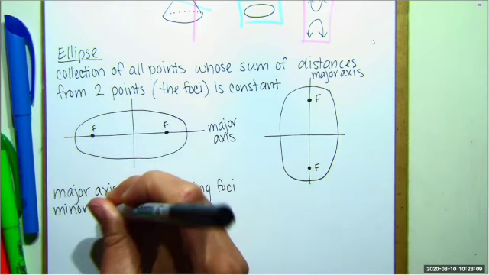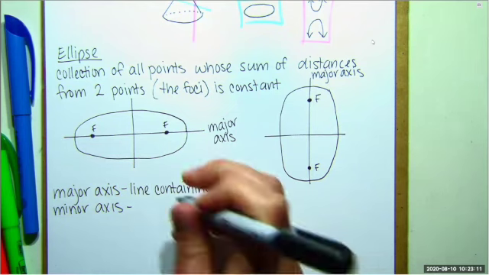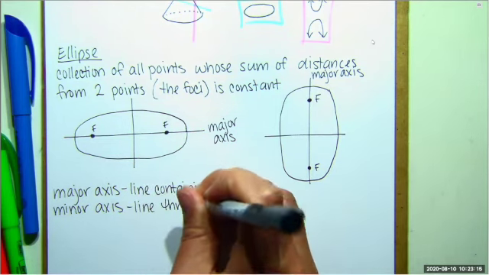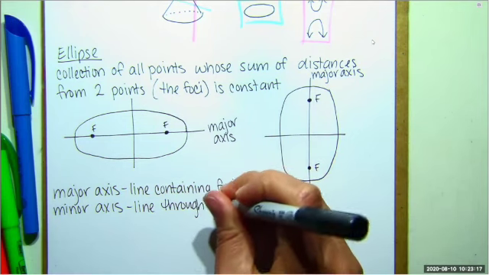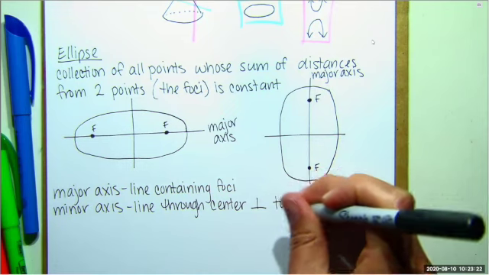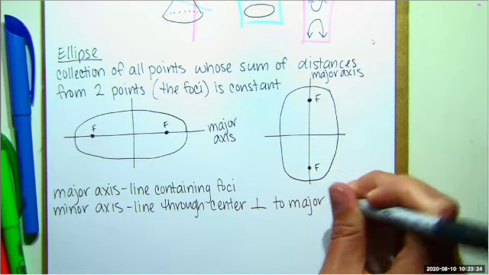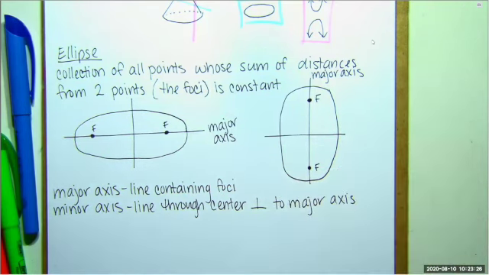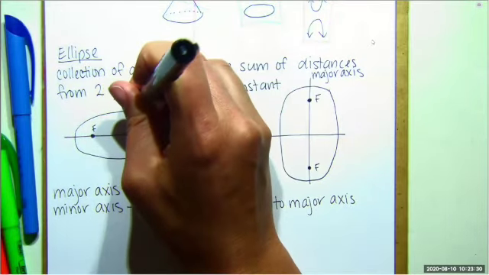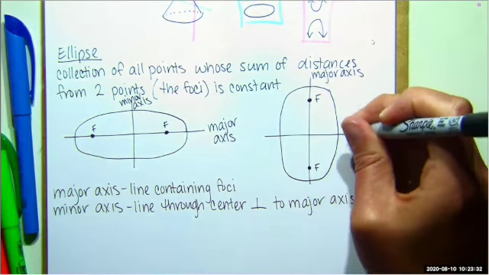The minor axis is the name we give to the line through the center that's perpendicular to the major axis. Okay, so in this first picture, here's our minor axis. And here's our minor axis.